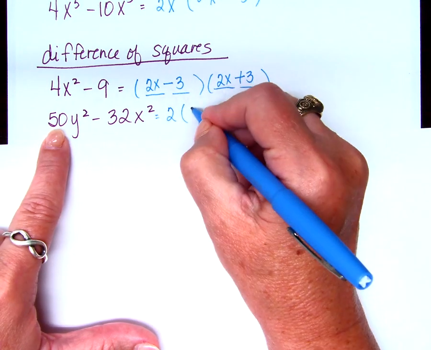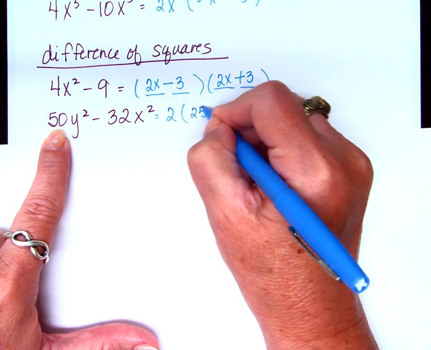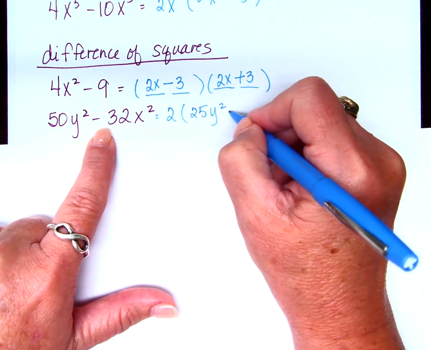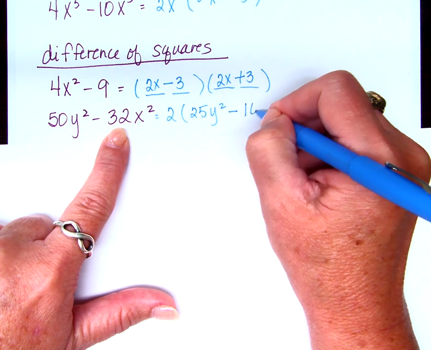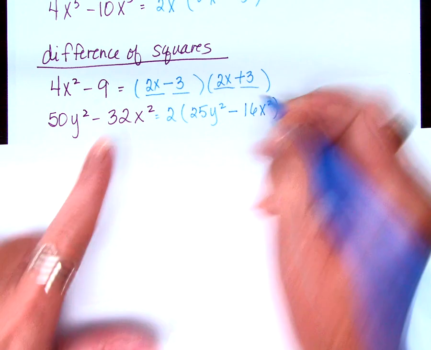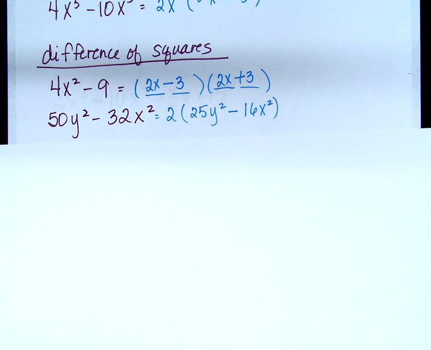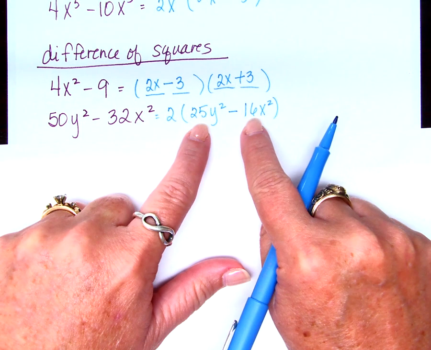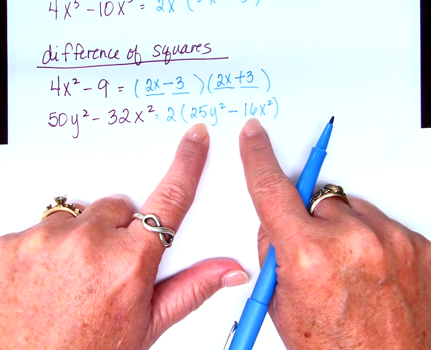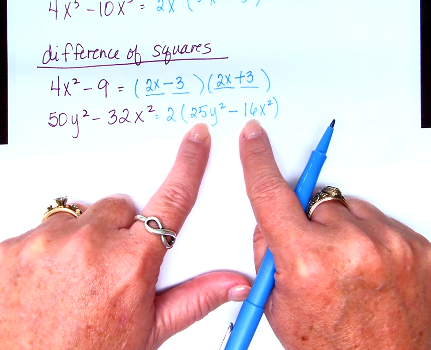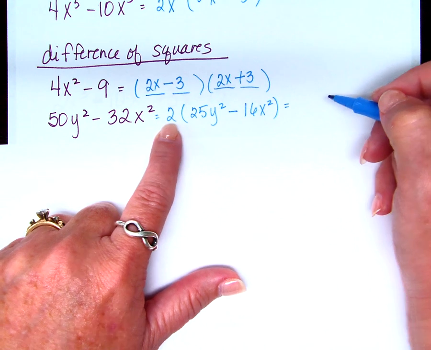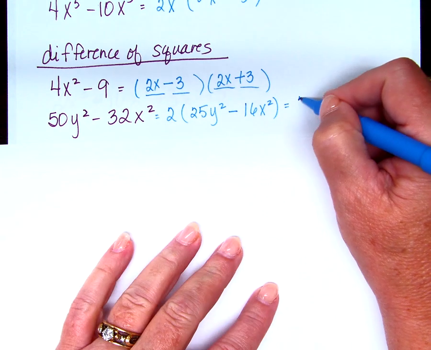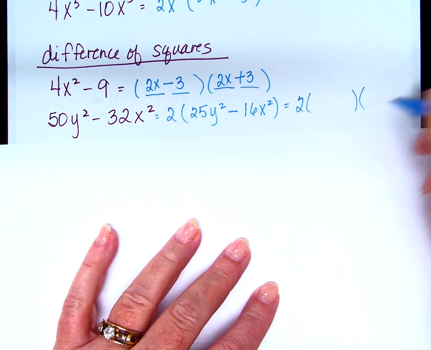What's this? 25y squared. And what's this one? Yep, 16x squared. Now, what do you notice about these two numbers? They are squares, aren't they? Okay, so what do I do with this 2? I just drag it along, right? Nothing I can really do with it now, but I do need my two binomials.